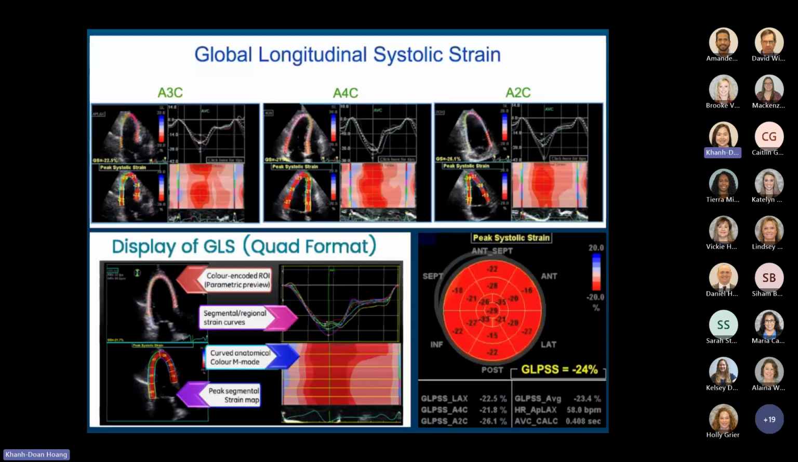Okay, so in global longitudinal strain, you essentially look at 3 apical views. Each view is divided into 6 segments, and the segments are displayed into a parametric bullseye map. And each segment has a calculated strain. So in this example, in your basal anterior segment, your strain is going to be minus 16%, which essentially means the segment shortened by 16%. And then you can average all of the strain from all your segments, and that's going to give you your global longitudinal strain, which in this example is minus 24%.